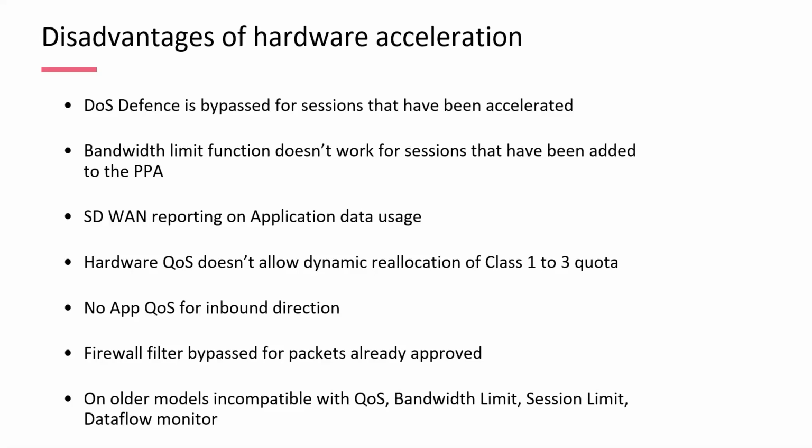And there's no app QoS for the inbound direction. App QoS is where you're applying QoS based on the application that's detected. That isn't able to function for the inbound because of the order of how traffic is processed. It would go into the hardware accelerator before the app QoS function is able to inspect the traffic. And the firewall filters are bypassed for traffic that has already been approved. As we saw, the CPU check includes the firewall, but if the session has already been checked by the firewall, then subsequent packets are automatically approved. So it doesn't get looked at again for that session.